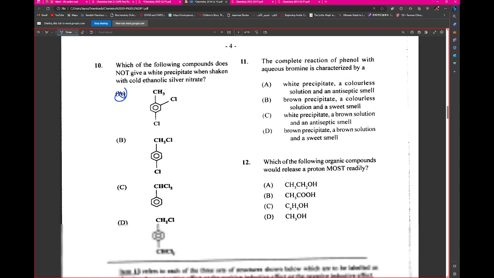11. The complete reaction of phenol with aqueous bromine is characterized by A. Okay, that was the creation of tribromophenol.